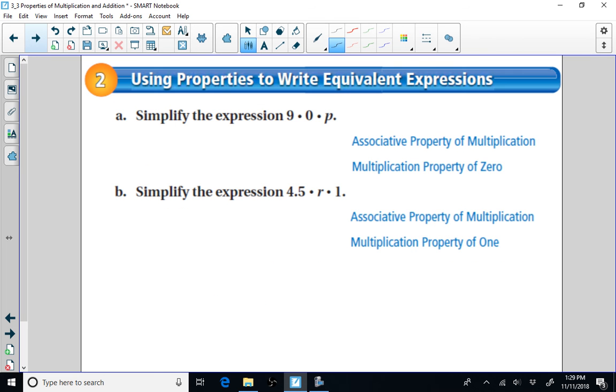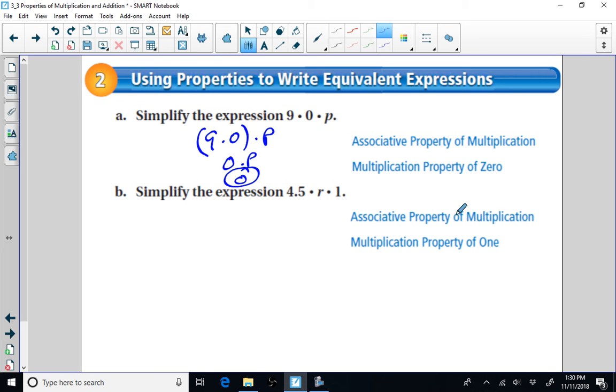So let's simplify some expressions using those properties as well. It says to use the associative property of multiplication first. So that means that 9 times 0 is going to be grouped together, times p. 9 times 0 is going to be 0. 0 times p, right? That's going to be 0. Anything times 0 is 0. The multiplication property of 0.